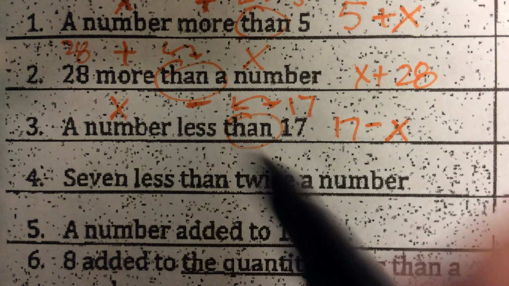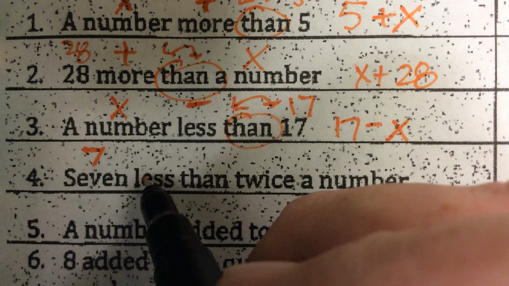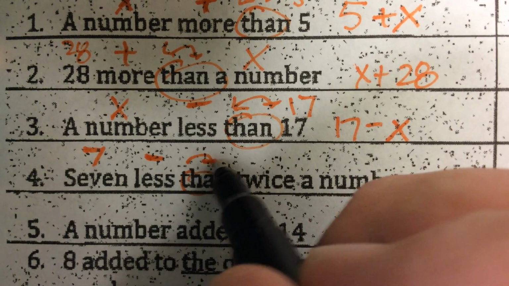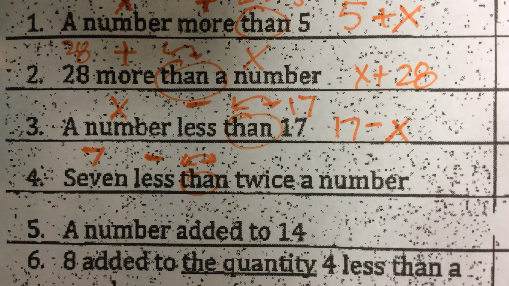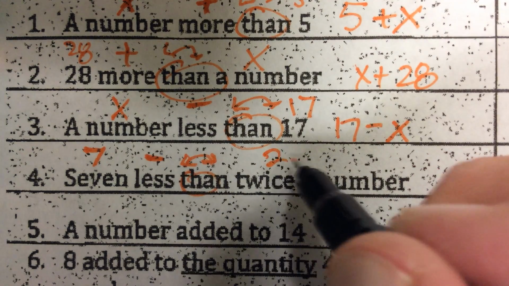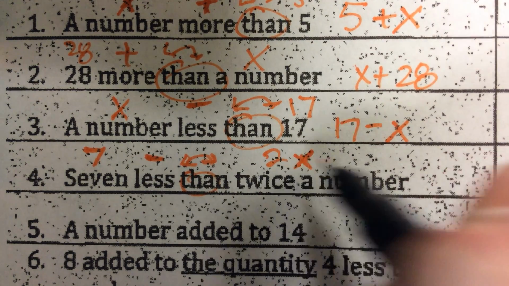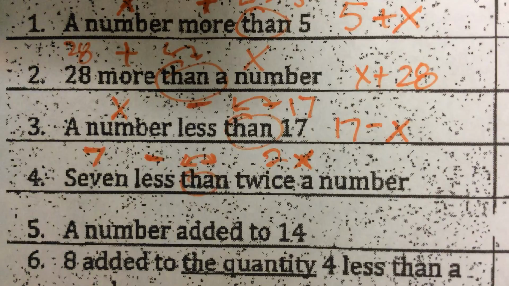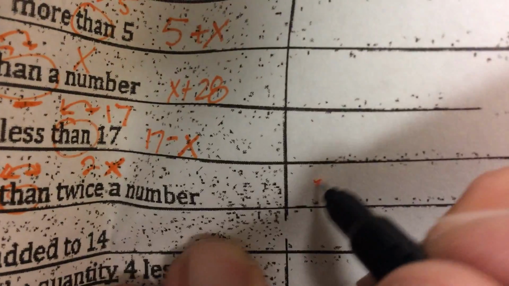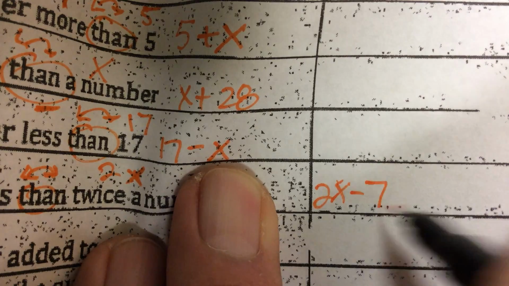Next example, we have 7. Less means to subtract. Than, again, is our turnaround word. So we're going to flip those things. Twice. Twice means to multiply by 2. Twice a number. And a number, I'm just going to use x. You can use any variable you want. So now, instead of 7 minus 2x, we have 2x, we're multiplying a number by 2 and then subtracting 7 away from it. So we would end up with 2x minus 7.